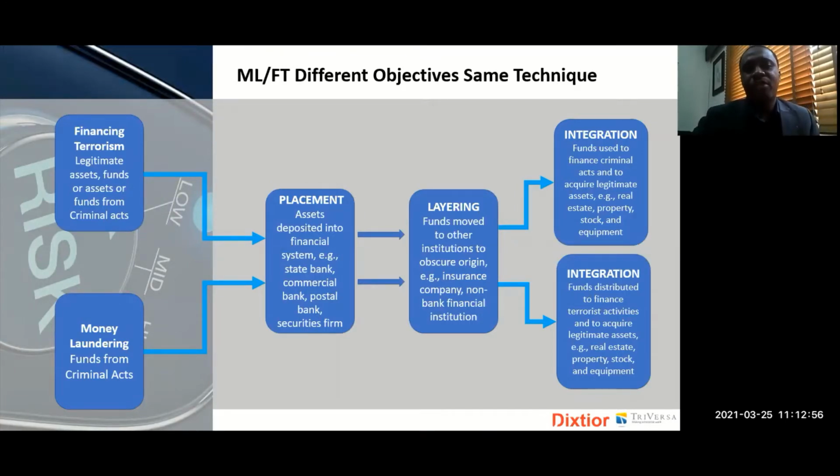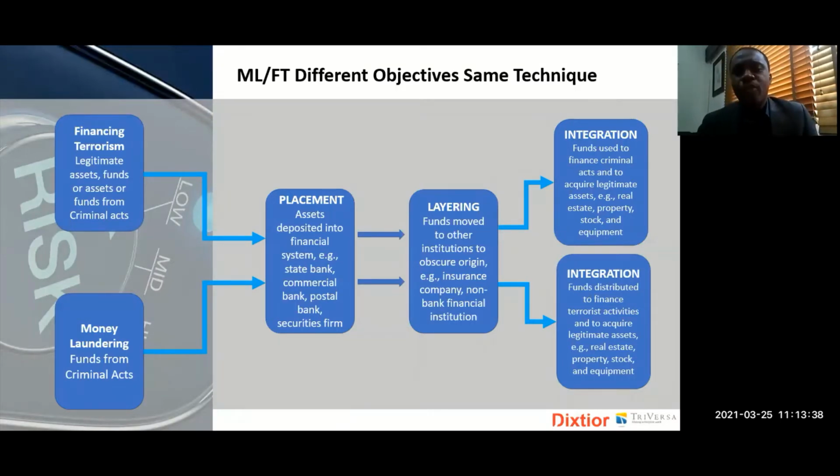the same techniques. Financing of terrorism basically revolves around funds from criminal acts being polished and then legitimized. The techniques that they both use revolve around placement. So you deposit the funds into the legitimate or traditional financial system, that is state banks, commercial banks, postal banks, PSBs, and what have you, and even fintechs now, securities and what have you.